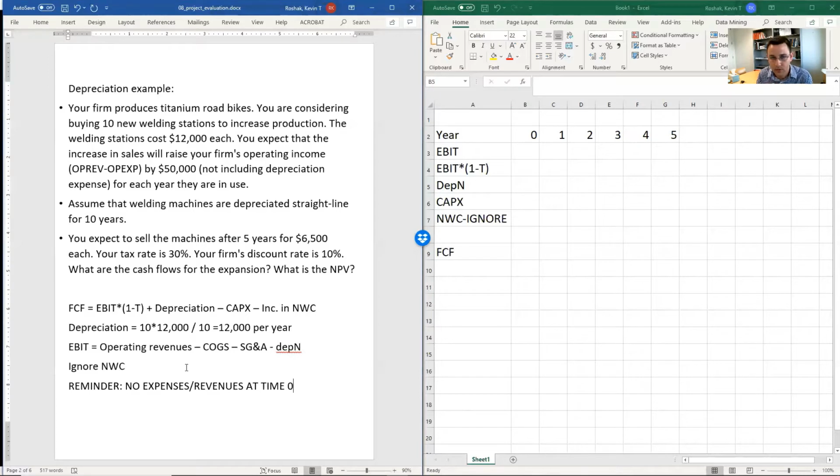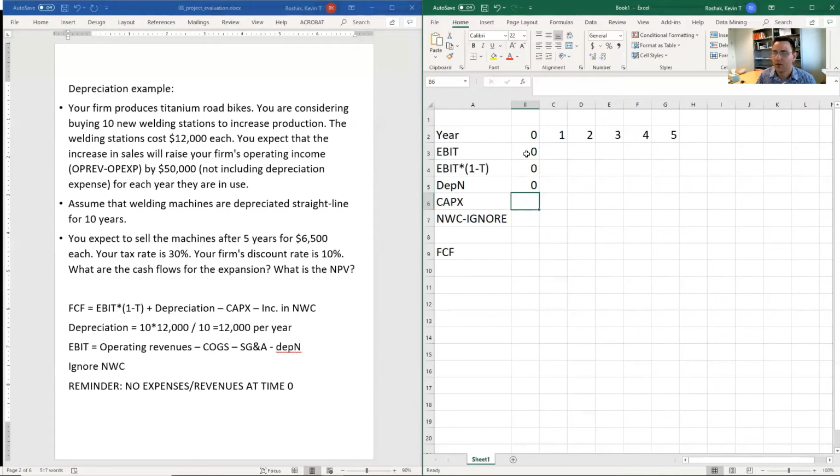Any revenues that you are going to generate take time to generate. So if I just buy the machines today, there's not going to be any revenues that I generate from that purchase. Likewise, there's not going to be any expenses that accrue from operating these things. I just bought them today, time 0. There's no time for the stuff to accrue. So right away, we'll know that depreciation today should be 0. Likewise, EBIT and EBIT times 1 minus T should be 0. It didn't have any time to generate any EBIT.